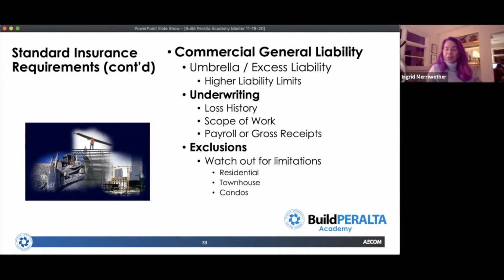So if you're not inclined to read your liability policy from beginning to end, which wouldn't surprise me, just read the exclusions. Read what's not covered, because if it's not identified as excluded, it's covered. So it's a lot easier for you to keep in mind, okay, my general liability policy doesn't cover any townhomes and condominium work that I might take on.